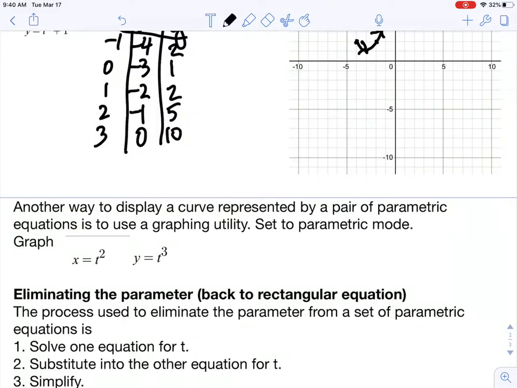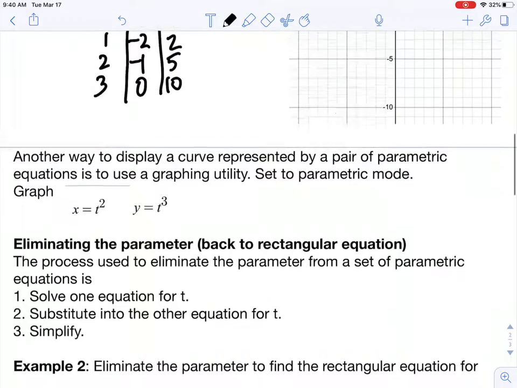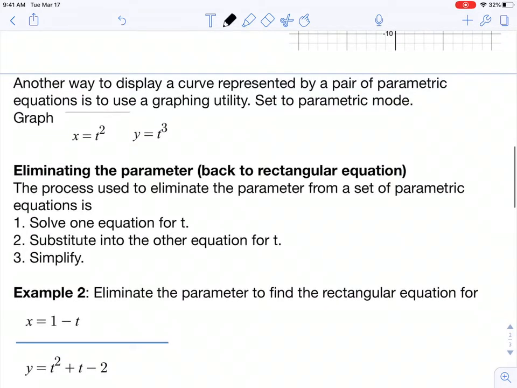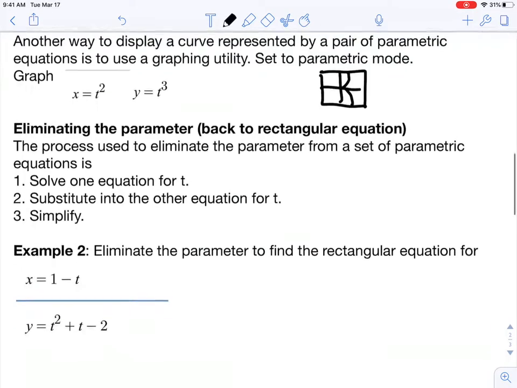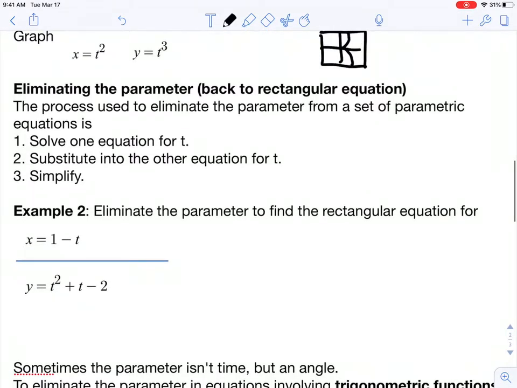You can also use your graphing calculator. Set it to parametric mode, that is mode, and then the PAR one. And then graph those little things, x equals t squared and y equals t cubed, and have a look at it. You can pause here, and you should get something that looks like a birdie.